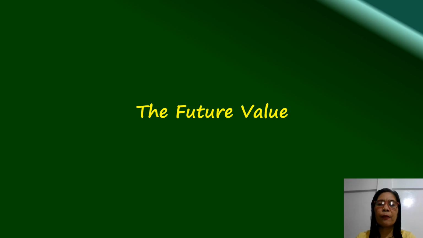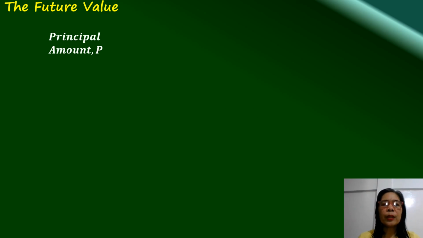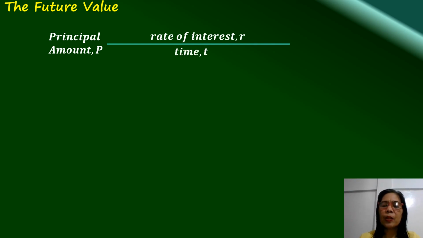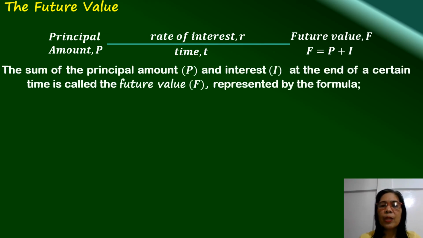Today I am going to discuss the future value of money. If you borrow a certain amount of money today, we call it the present value or the principal amount P. And if it is subjected to a rate of interest R, at the end of a certain time, the value of the money becomes the principal amount plus the interest. So the sum of the principal amount P and interest I at the end of a certain time is called the future value represented by F, and given in the formula F is equal to P plus I.